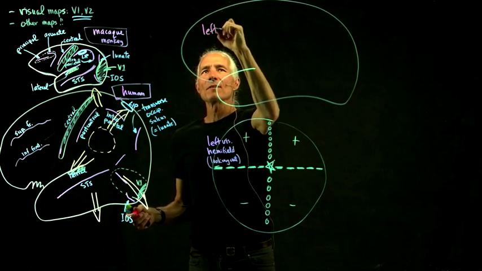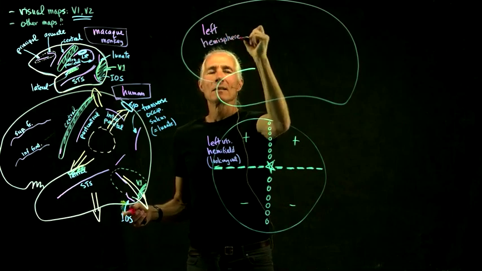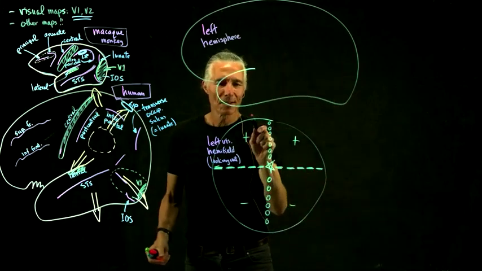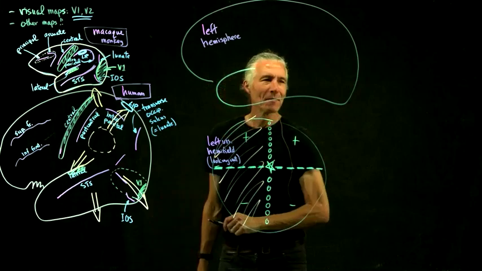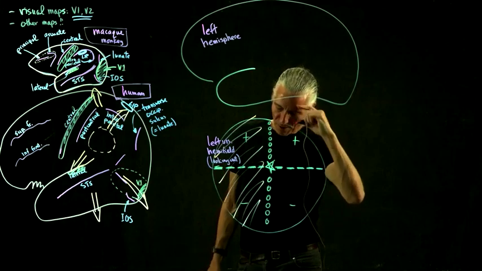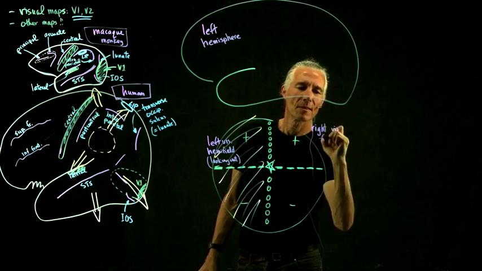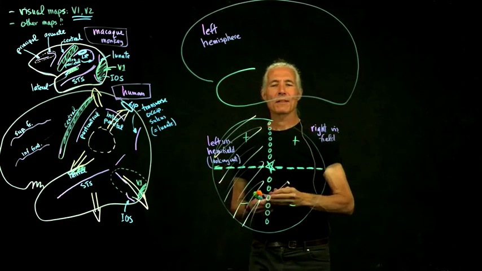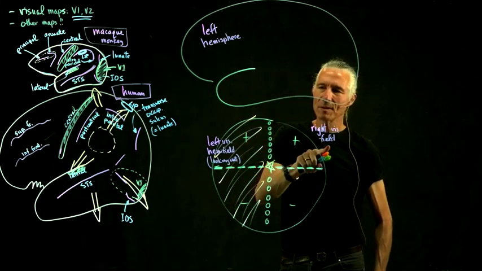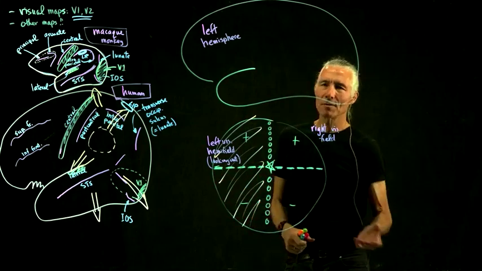So the left hemisphere is mainly going to see the right side of the world. And so to start off with, let's just cross out this side, because the right visual field is going to be the main thing that goes to the left hemisphere. The left hemisphere, right visual, and that just goes back to the very beginning where we said the right world goes to the left brain, and the left world goes to the right brain.